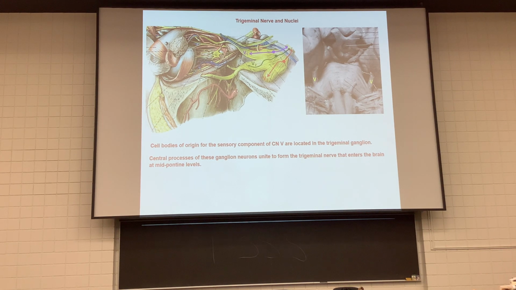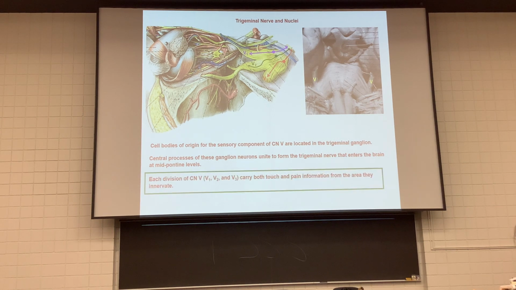And then the central processes from all of these neurons come together, enter closer to the brain, and form the big trigeminal nerve. So when we're looking at the trigeminal nerve on the brain, that's a coalition of all of those branches coming together. Okay, it's in a box. It means probably you should know that. Each of the divisions, V1, V2, V3, carry touch and pain information from their respective areas of the face.